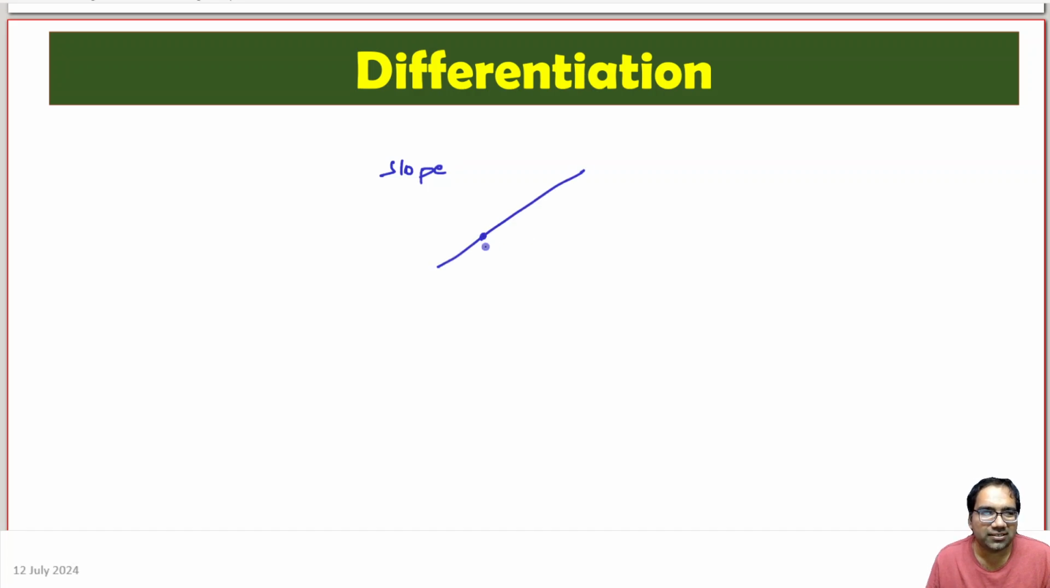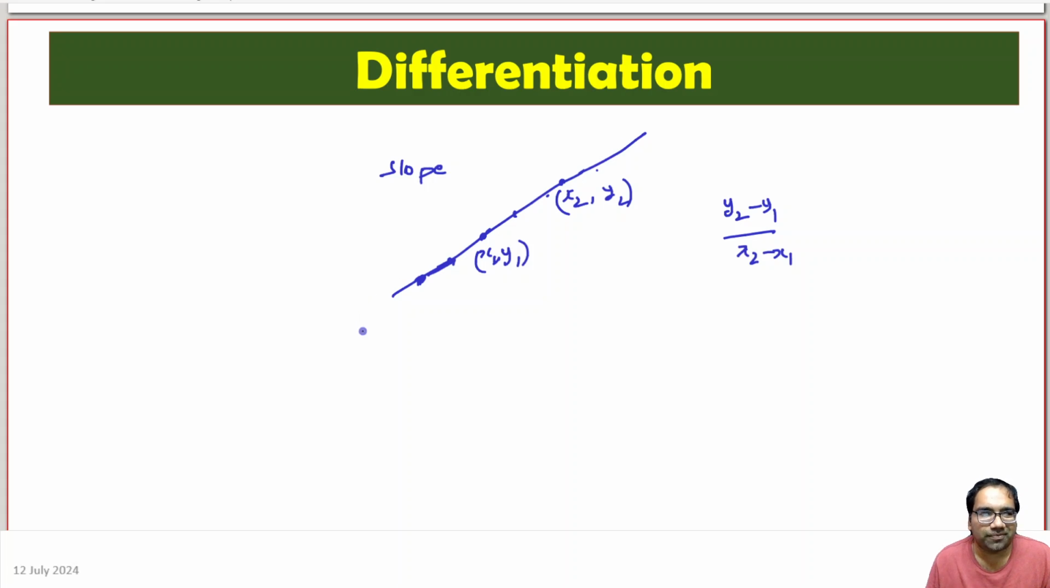If there is a straight line like this, and there are 2 points, x1, y1 and x2, y2, these are the 2 points. What is the slope? Slope is y2 minus y1 by x2 minus x1, right? Basically, this is the slope of this line. Whether you take these 2 points or some other points, or in fact, even if you take a single point, the slope of the line is always the same.